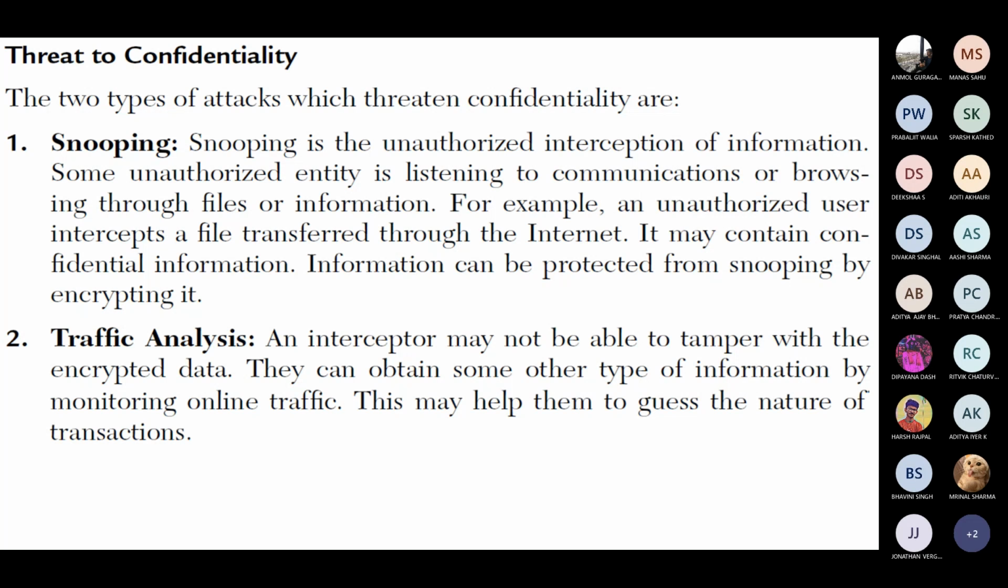Traffic analysis, the second type of attack. An interceptor may not be able to tamper with the encrypted data. They can obtain some other type of information by monitoring online traffic. Instead of intercepting the existing data, they might obtain some other type of information. That is called a traffic analysis attack. So that also will be a threat to confidentiality.